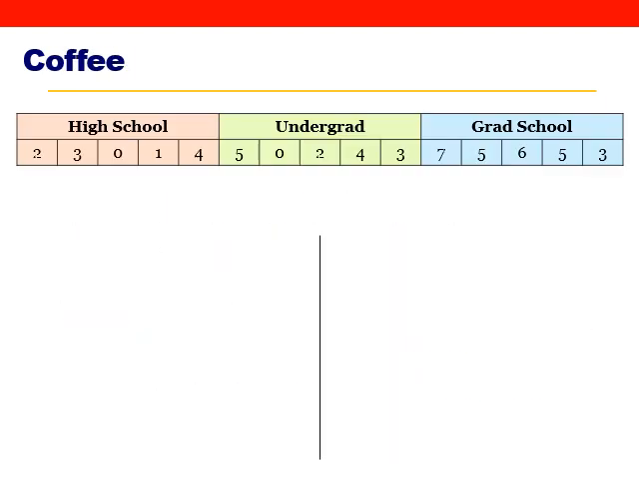So here again is the data from our coffee study with our three groups, high school, undergrad, and grad school, 15 total participants. And for each participant, we know how many cups of coffee they drink per week. The value of K in this study, which tells us the number of groups, will be 3, since we have 3 groups, high school, undergrad, and grad students.